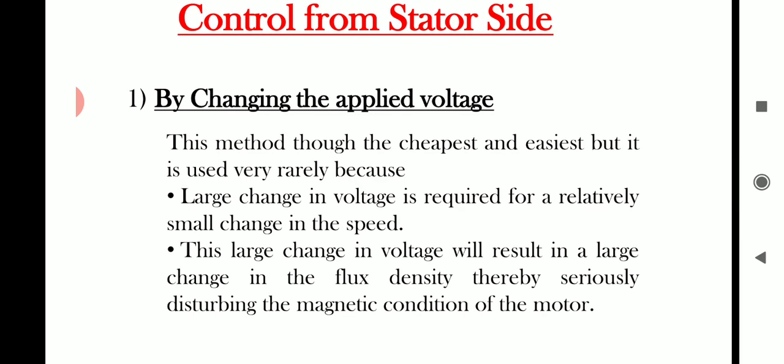So what will happen if you change the applied voltage by a large amount? This large change in the voltage will result in a large change in the flux density, because if you change the value of the voltage, it will affect the flux. Flux per unit area is the flux density. So ultimately it will affect the flux density, and if it affects the flux density, then the magnetic condition of the motor will be disturbed, thereby seriously disturbing the magnetic condition of the motor. That is not beneficial for us. Hence this method is rarely used, though it is simplest, cheapest and easiest. So this is the first method of stator side, that is the change in applied voltage.